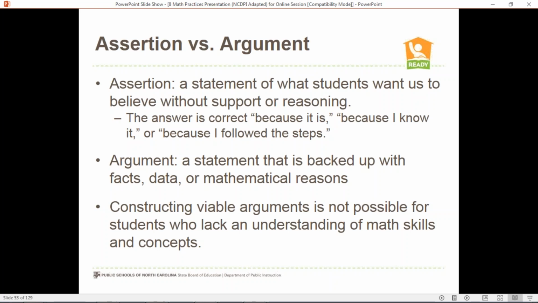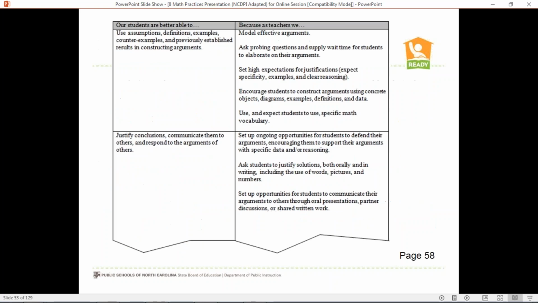Versus an argument, right, that is backed up with facts. So viable arguments are not necessarily assertions, right? You have to have facts or data or reasons to back up an argument, where with an assertion, I could be totally wrong, but I can assert that this is what I think. And so again, how are we as teachers going to build these ideas?